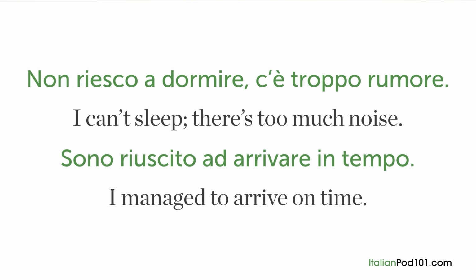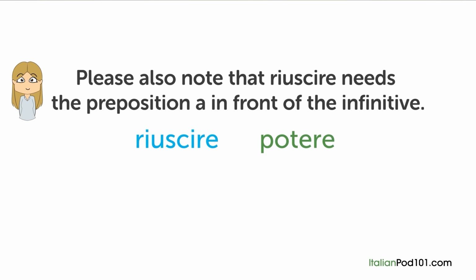Let's see some examples. Non riesco a dormire, c'è troppo rumore. I can't sleep, there's too much noise. Sono riuscito ad arrivare in tempo. I managed to arrive on time. Please also note that riuscire needs the preposition a in front of the infinitive.